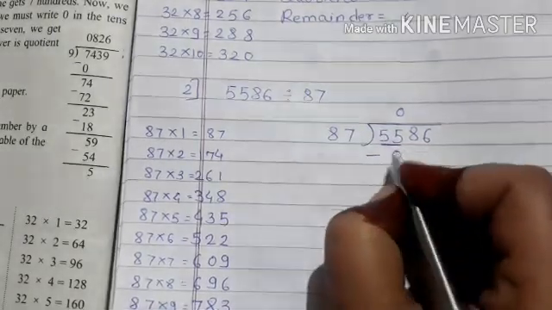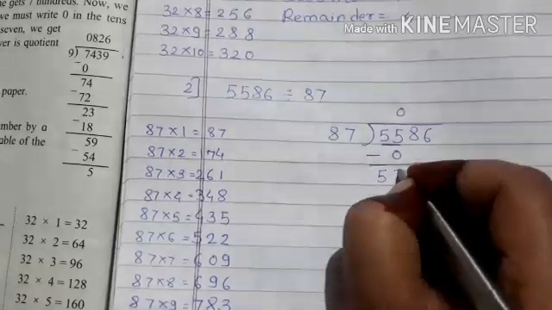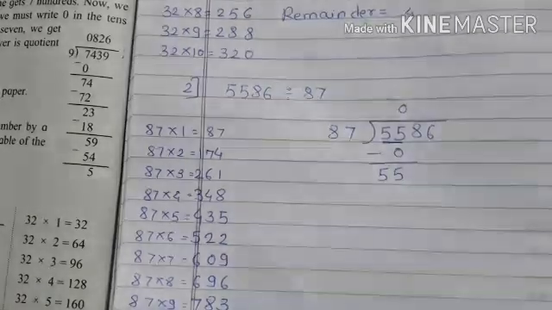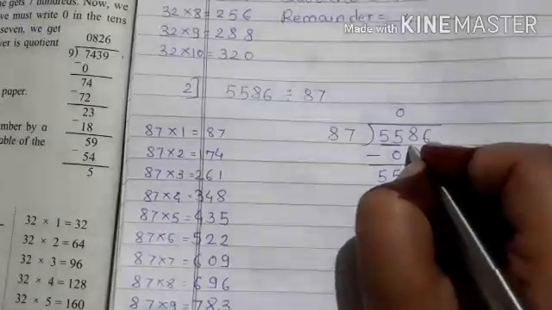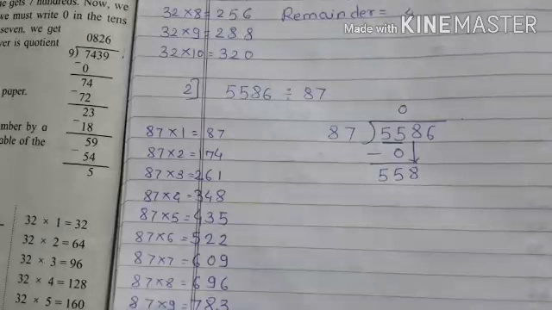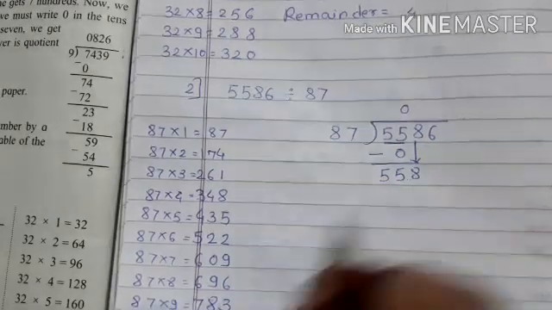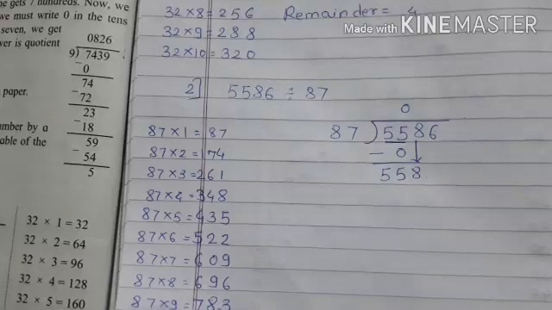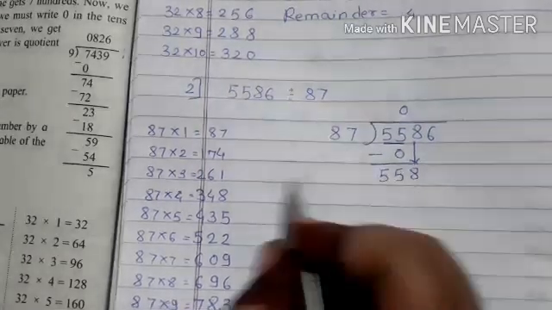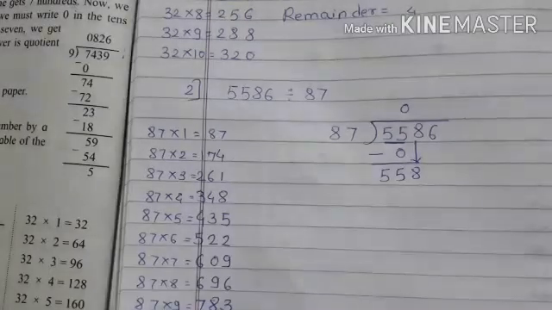So now 55 minus 0 is 55 only. Now I am taking the third digit 8. So here I get the number 558.